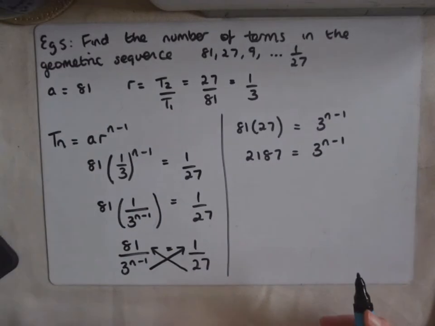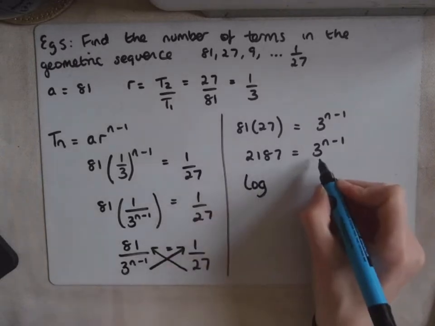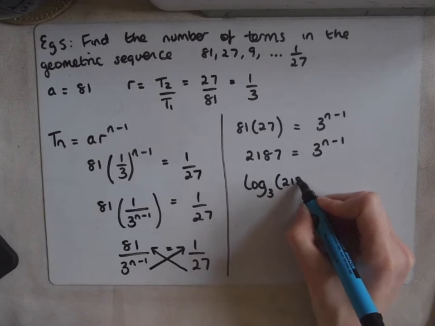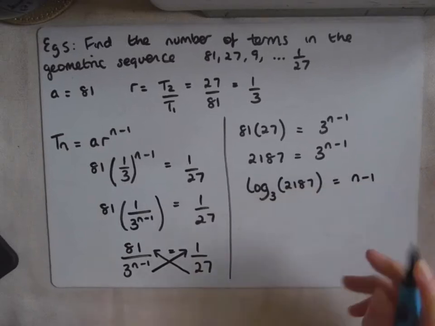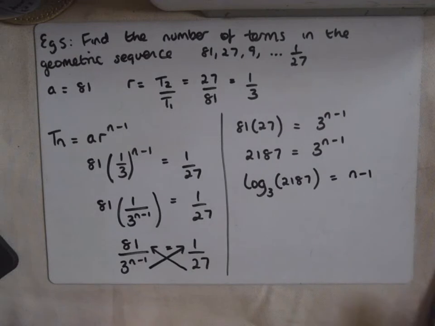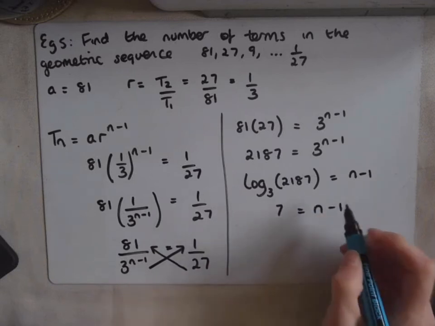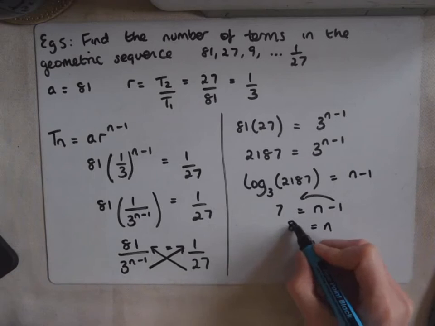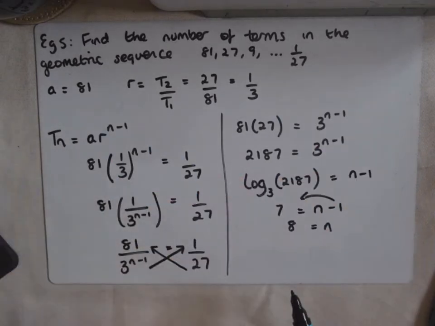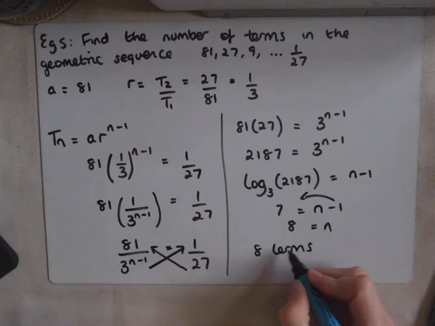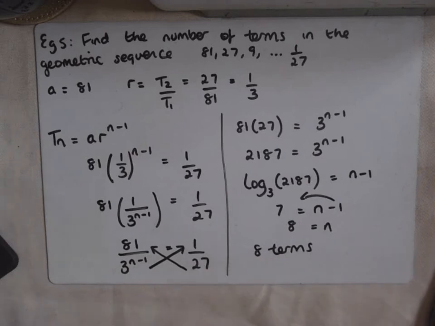Can you remember, out of everything we've done this year, how would I get a power? Log. Lovely, logs, exactly. So log to the base 3 of 2187 will give me n minus 1. Throw that into your calculator. Log to base 3 of 2187 is 7. So 7 is n minus 1. So n is 8. So the number of terms in the geometric sequence is 8. So don't forget, if ever you're looking for a power, you're going for logs.